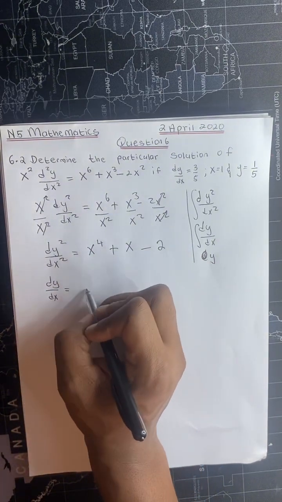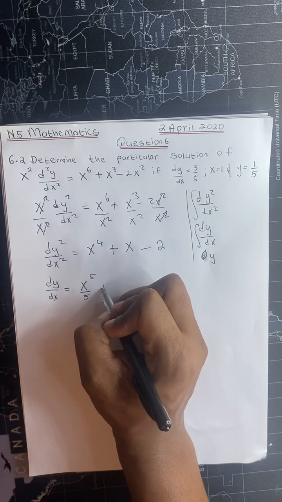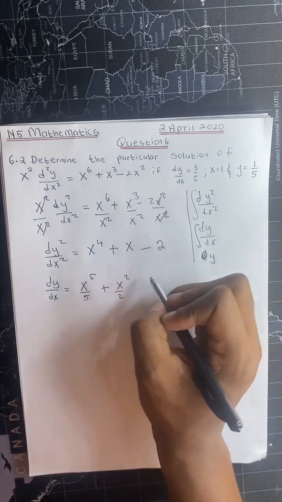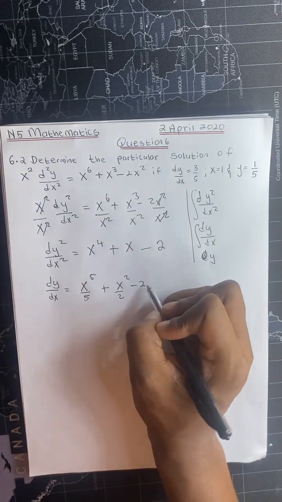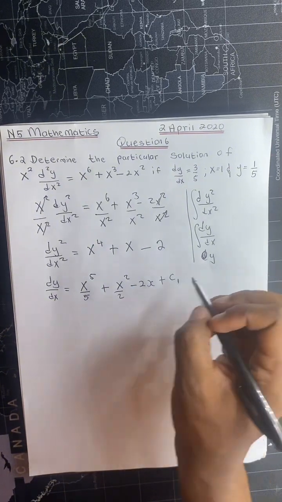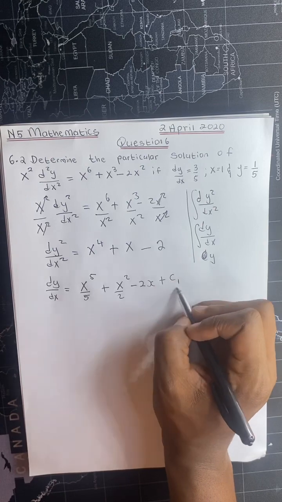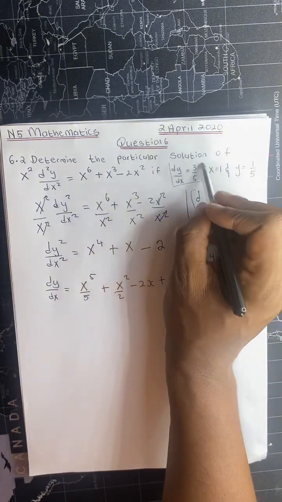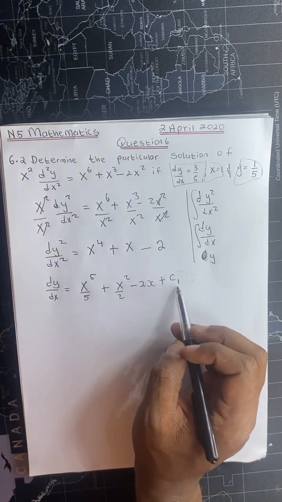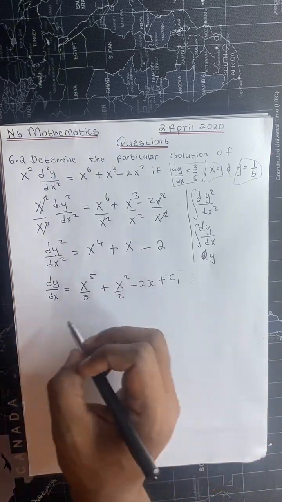So the integral of x to the power 4 will be x to the power 5 over 5 plus the integral of x, which is x squared over 2. The integral of negative 2 will be equal to negative 2x plus our constant, let's name it constant c1. So before we go further, we have to figure out what this c1 will be equal to. So we are given those boundary conditions so that we can figure out the value of this constant c1. You can call it constant a or b.